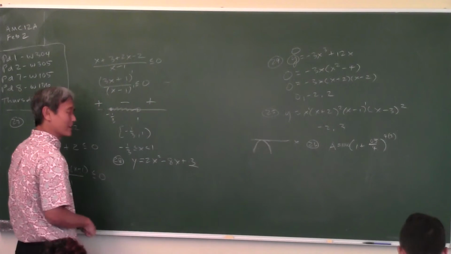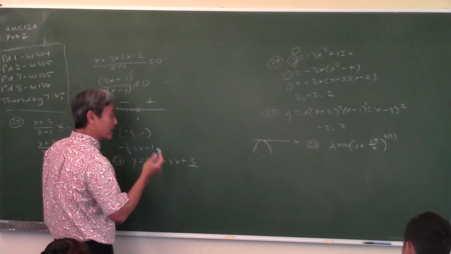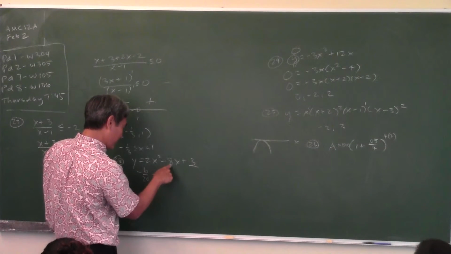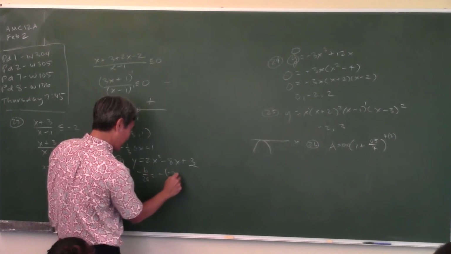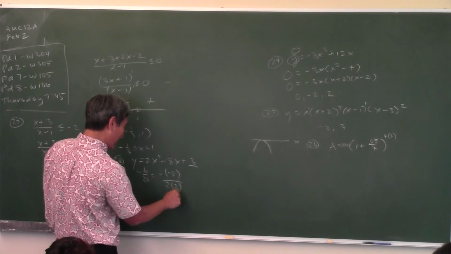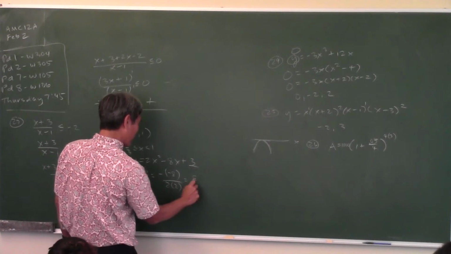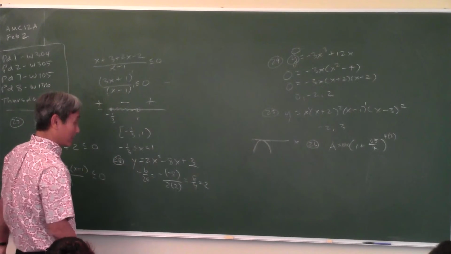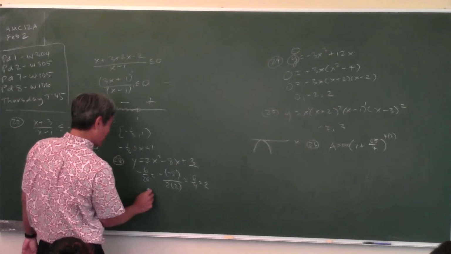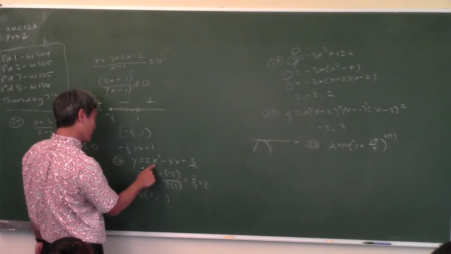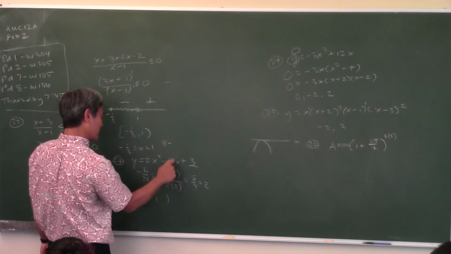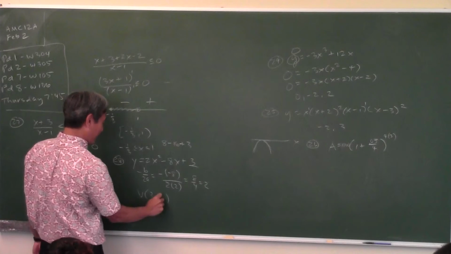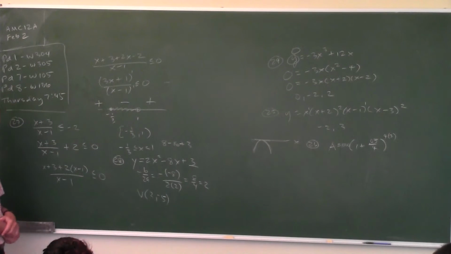Okay, now how do you find the vertex? What's the fastest way? Negative b over 2a. I'll write it down for you. So, negative b over 2a. That comes out to 8 over 4, which is 2. That's the x-coordinate of the vertex. How do you find the y-coordinate? You plug it back in. So if I plug in 2, you get 8 minus 16 plus 3. Negative 5. So there's the vertex.